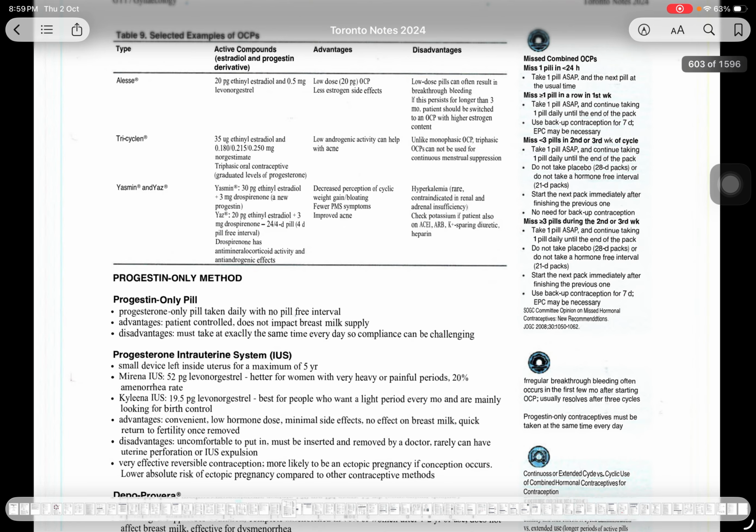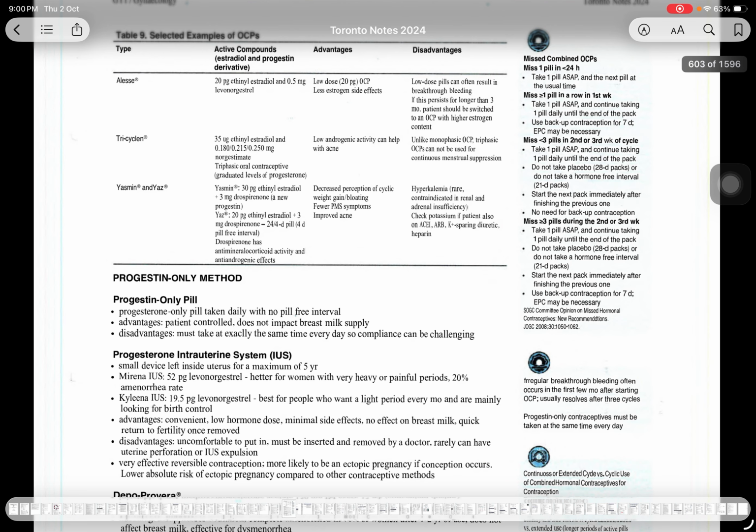Okay. Advantages. Low dose 20 microgram OCPs, less estrogen side effects in Elise. So low dose of estrogen in Elise. Tricycline has low androgenic activity, can help with acne. So Tricycline is another one which is helpful in acne as well. Yasmin and Yaz decrease perception of cyclical weight gain, bloating, fewer PMS symptoms, improved acne. So improved acne is with two, Tricycline and Yasmin. Good reminder to mark it as a QE1 question, because Tricycline, Yasmin, Yaz are good for acne. Yasmin and Yaz are good for PMS symptoms and weight gain and bloating.